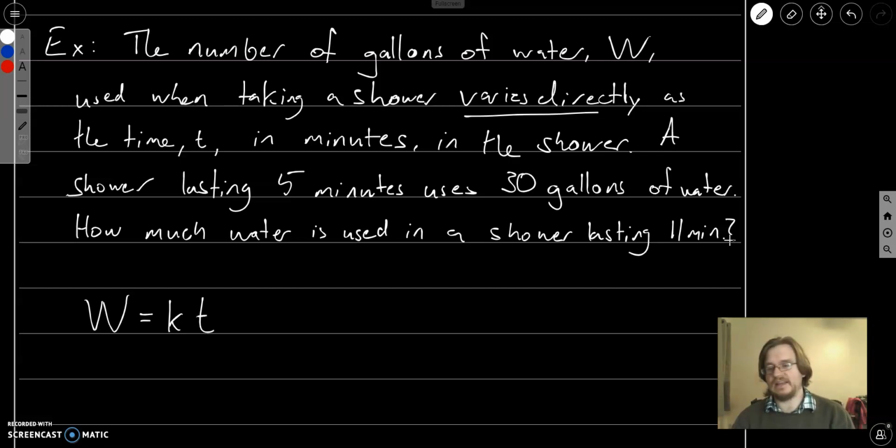And that's it. That's all this first sentence is saying: as t gets bigger, w gets bigger, and there's a factor of k that we don't know yet. However, we're told a shower lasting 5 minutes uses 30 gallons of water. Okay, that should help us figure out what k is. And then how much water is used in a shower lasting 11 minutes? Well, just plug 11 minutes in for t, and there's our answer.